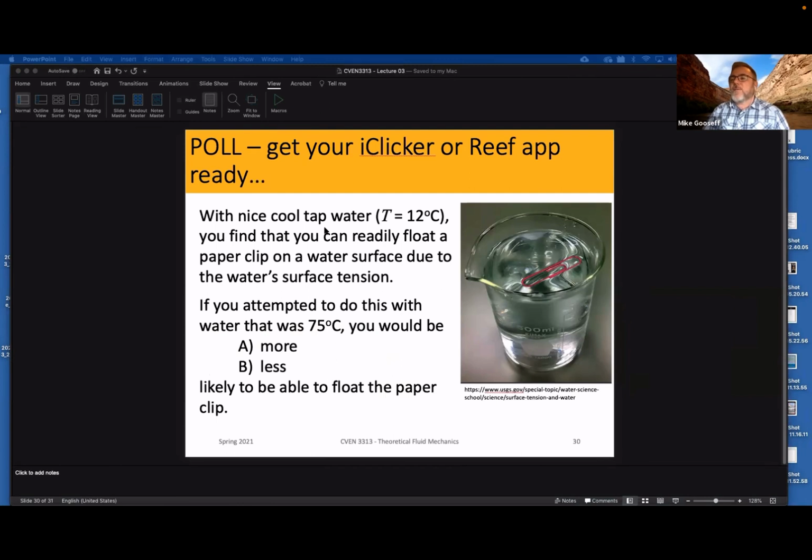So you've got nice cool tap water with a temperature of 12 degrees C. You find that you can readily float a paperclip on the water surface due to its surface tension. If you attempted to do this with water that was 75 degrees C, so we warm up the water, do you think you'd be more or less likely to be able to float the paperclip? Just think it through for a minute. I'll get the poll going. We'll let that go, 60 seconds. Think about it for a little bit and then go ahead and vote. More or less?